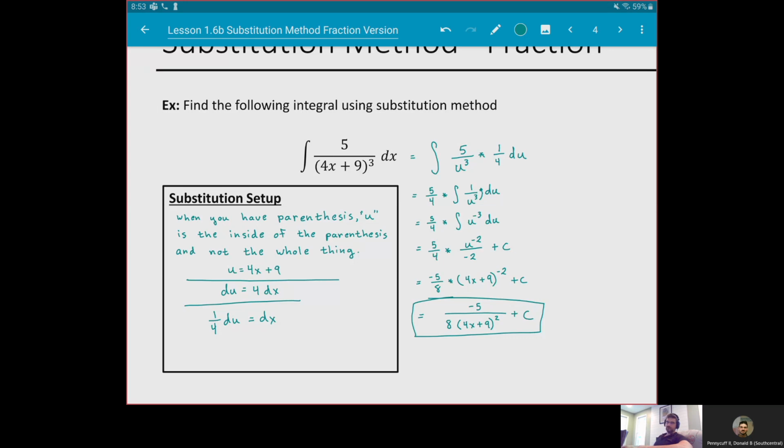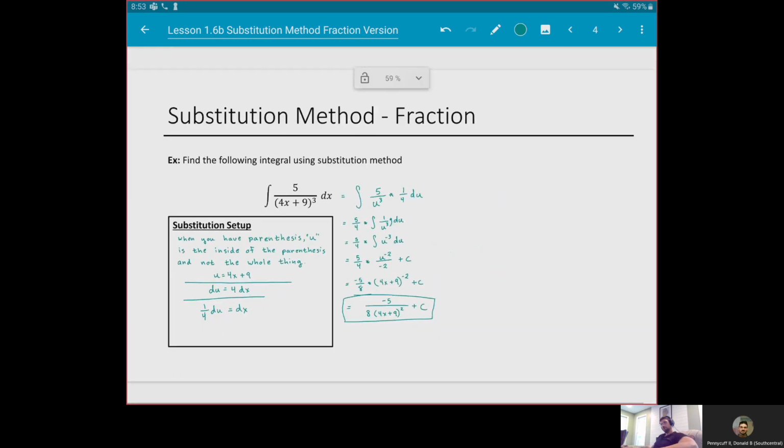All right, so that takes care of the second set of notes. So I'm going to stop the recording here, and then I'll come back and do the third set of notes, and that will finish up substitution. All right, so let's stop this.